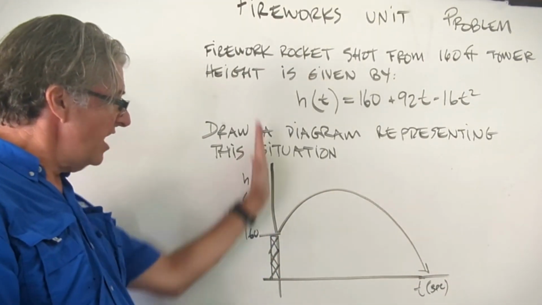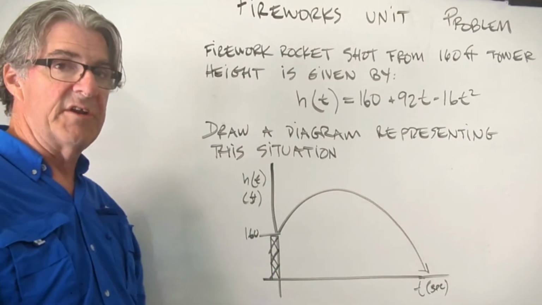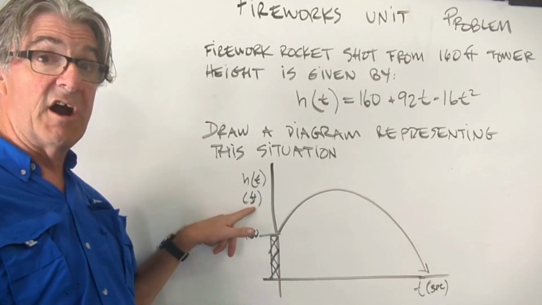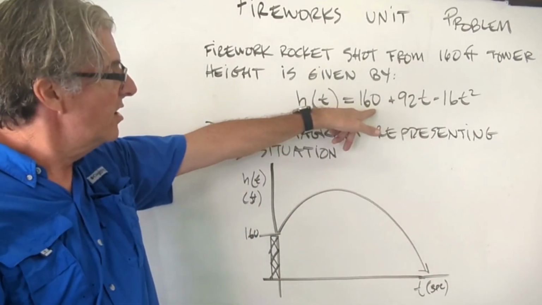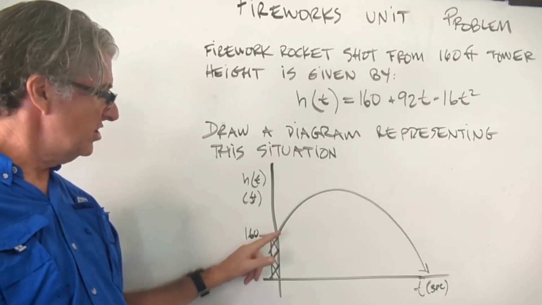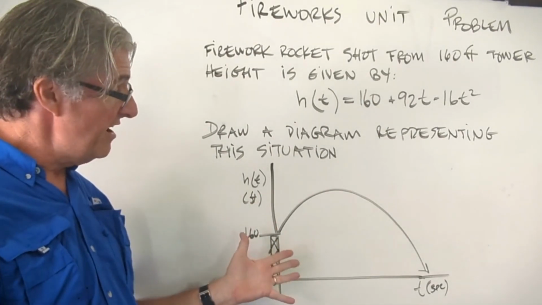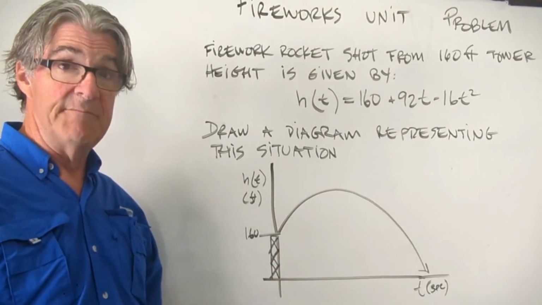H of t is the height, and that's the vertical component of the rocket's trip. And then, of course, the units for that one are feet. And then finally, my number, that's 160. It's launched from 160 above the ground. So there is my diagram.